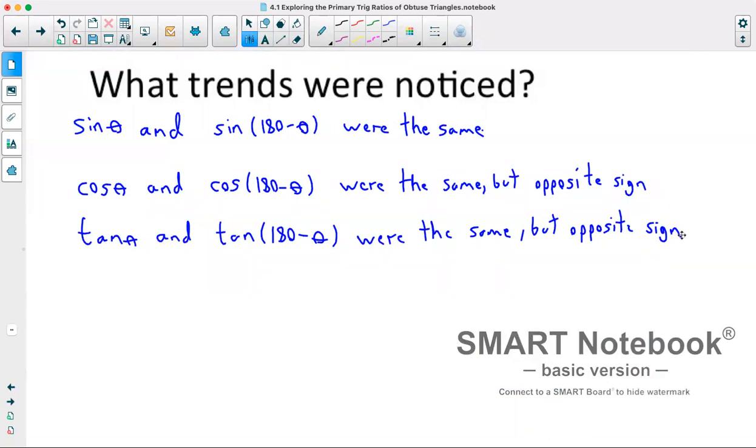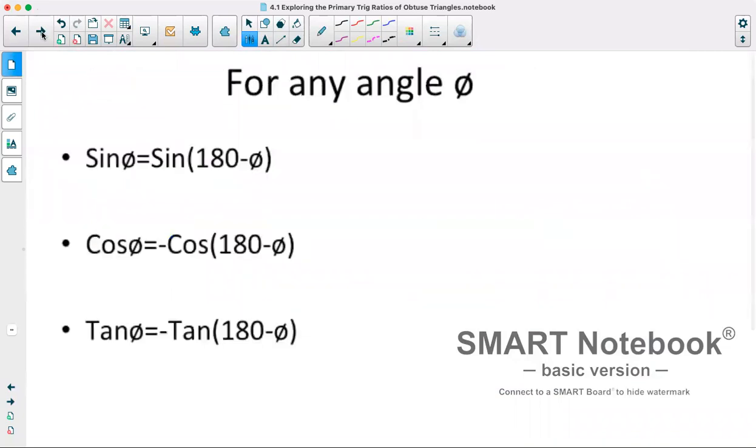Okay, so next we'll look at how these trends are written out mathematically. So here's our one where it's the same. Sine of our angle is equal to sine of 180 minus our angle. Cos of our angle is equal to negative of cos of 180 minus our angle. And tan of our angle equals negative tan of 180 minus our angle.